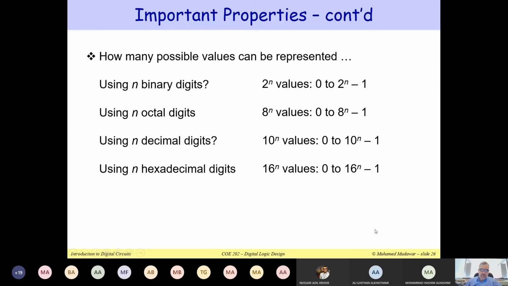So these are important properties of number systems. If you'd like to use n digits in radix R, how many possible values can be represented? R to the power n. Exactly, R to the power n. The smallest will be 0, the largest will be R to the power n minus 1. So this is the rule.